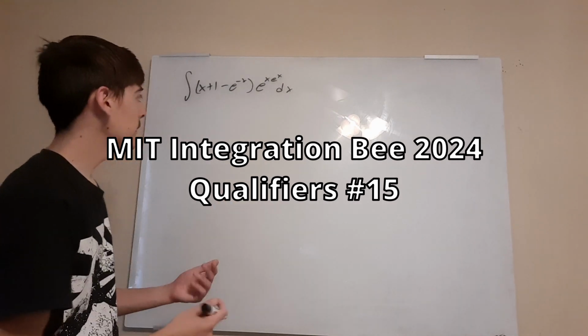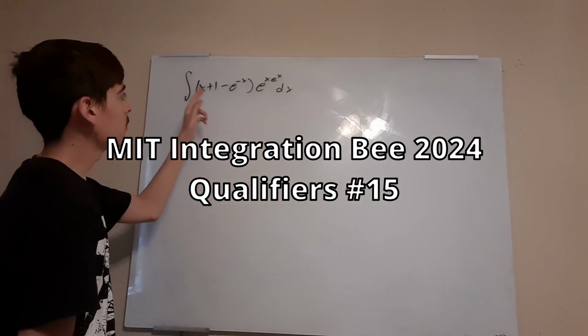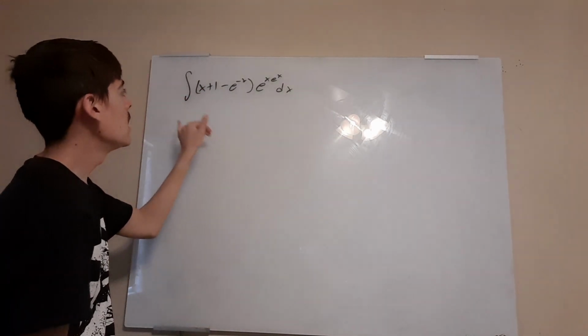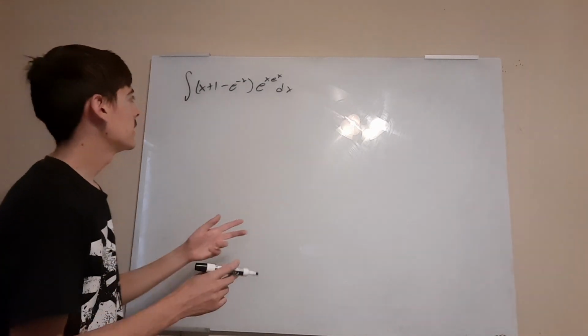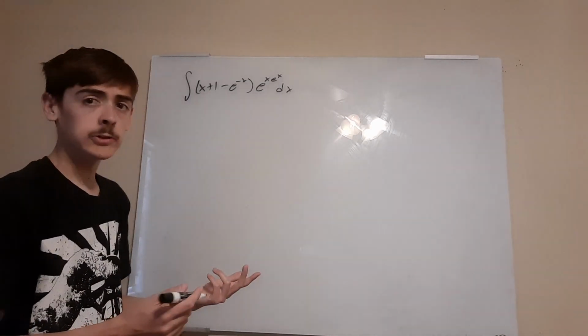All right, today's integral is a bit of a weird one. We have the integral of (x + 1 − e^(−x)) multiplied by e^(x e^x) dx. Now, this integral is really, really weird. It's not immediately obvious what to do.